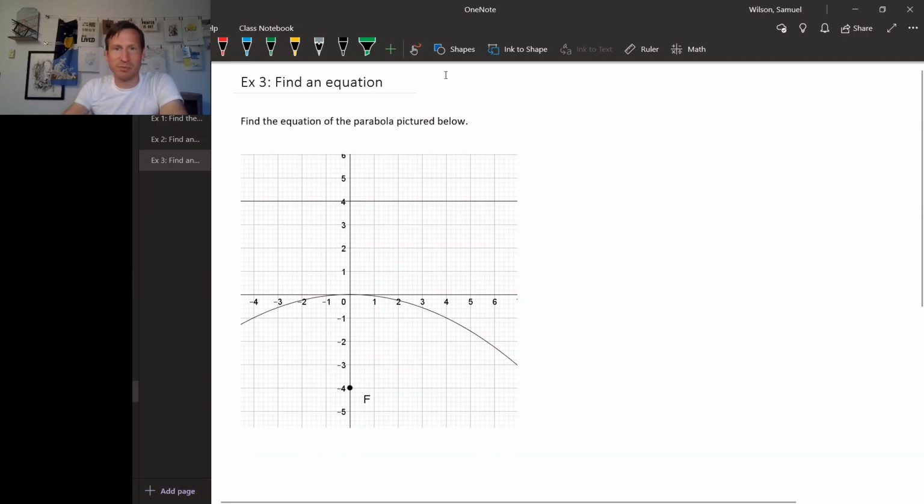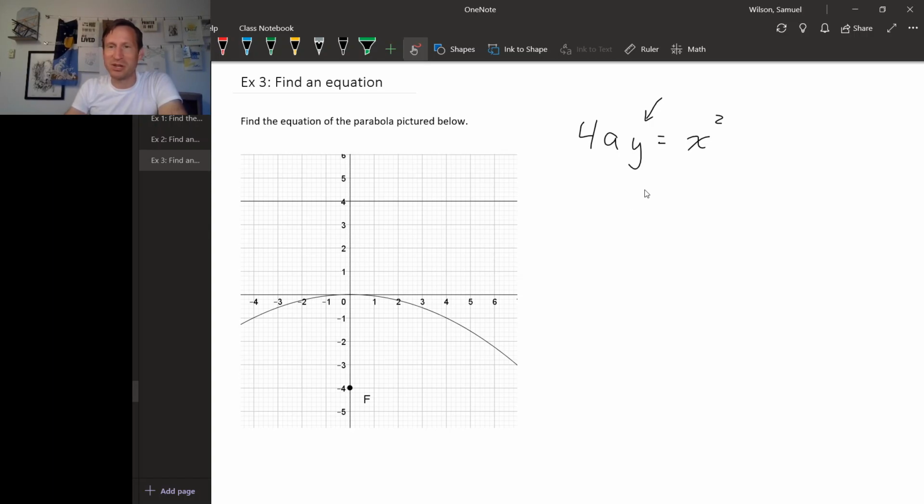Let's find the equation of this parabola. It looks like this one is opening up or down. So we should use the version of the equation of a parabola that opens up or down, and that's for a y equals x squared. Remember, the unsquared variable is the direction that the parabola opens. Now we just need to figure out what a is. A is the non-zero coordinate of the focus. This focus looks like 0, minus 4. But the focus is 0, a, so a is minus 4.